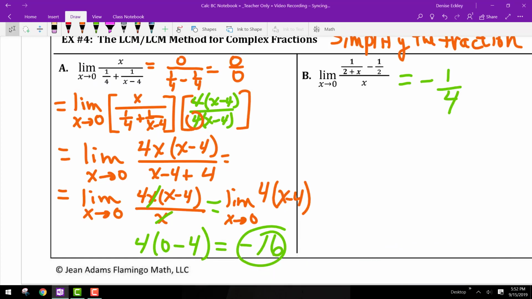So the answer to letter B is going to be negative 1/4. So hopefully you got that, and again, if you did not, we can go over it in class. That's going to be the end of part 2, and I'm going to finish this lesson in the 3rd video.